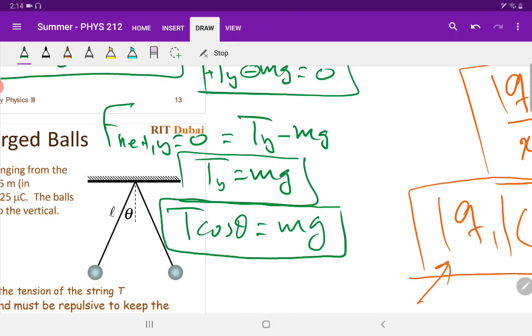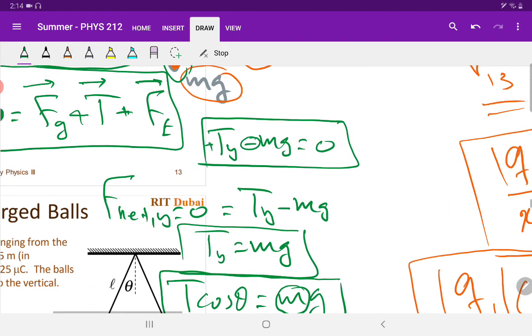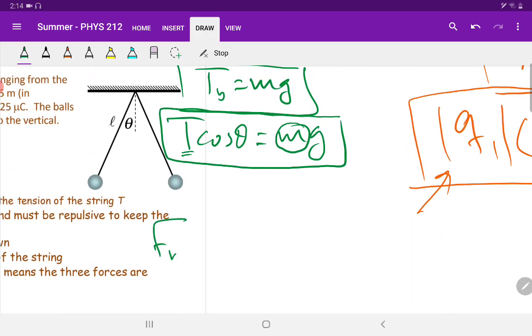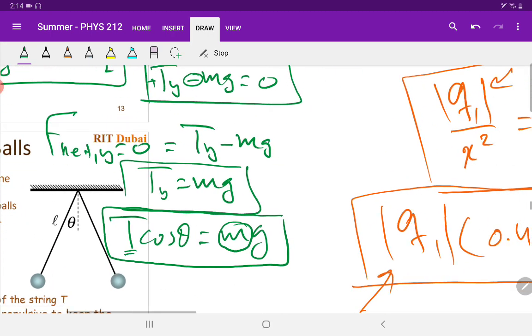Now keep in mind, my target is to find m. Can I find m from this equation? Unfortunately, no. Why? Because we don't know T. So we have two unknowns in one equation, and because of that, I am unable to solve it. I need another equation, and the other equation we can get from the x component. F net x should equal what? 0.